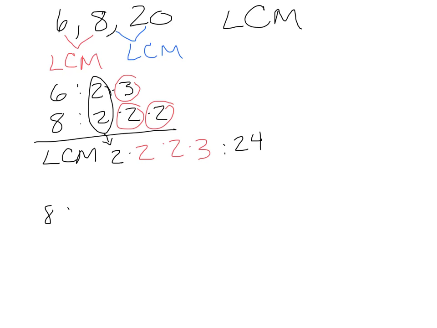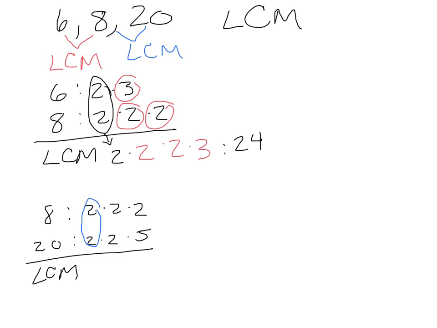Let's take 8. We already have the prime factorization from above. And 20's prime factorization, if you do a factor tree, should be like that. So for the LCM, let's see what they have in common, and write it, and then represent the rest of them as well in this 5. So the LCM here is 2 times 2 times 2 is 8, times 5, 40.